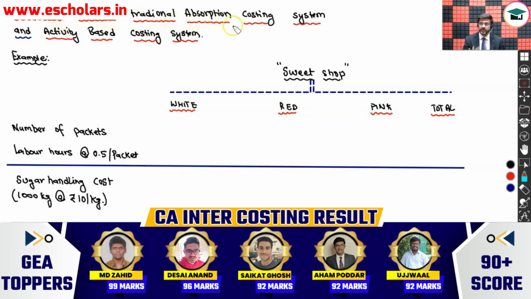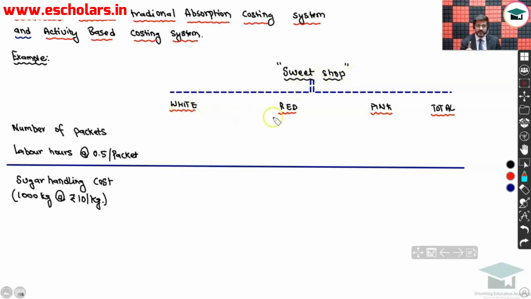So the comparison between the traditional absorption costing system and the activity based costing system. Now focus on this example. There is a sweet shop. We are back with our example of the sweet shop, and these are the types of sweets. Let me write here: type of sweets. There is a white sweet, a red sweet, and a pink sweet. Which pink? We don't know, just pink sweet. And this is the total column. Total is not a type of sweet, total is total.